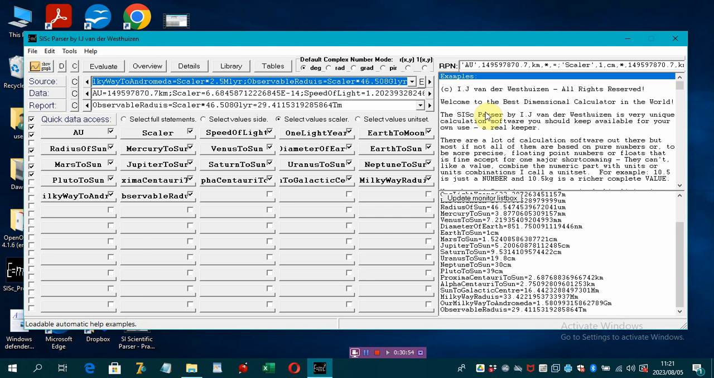But if you have a library unit that clashes with an internal unit, libraries should not clash with internal units. Internal units always get precedence, but variables also get precedence over library units. Okay, because if you specify something in a variable, you want to use that, so that should get precedence.